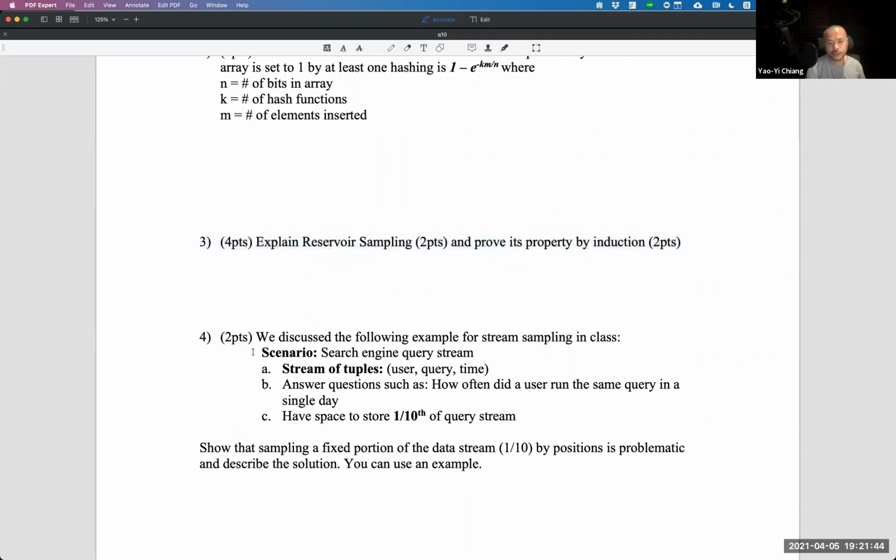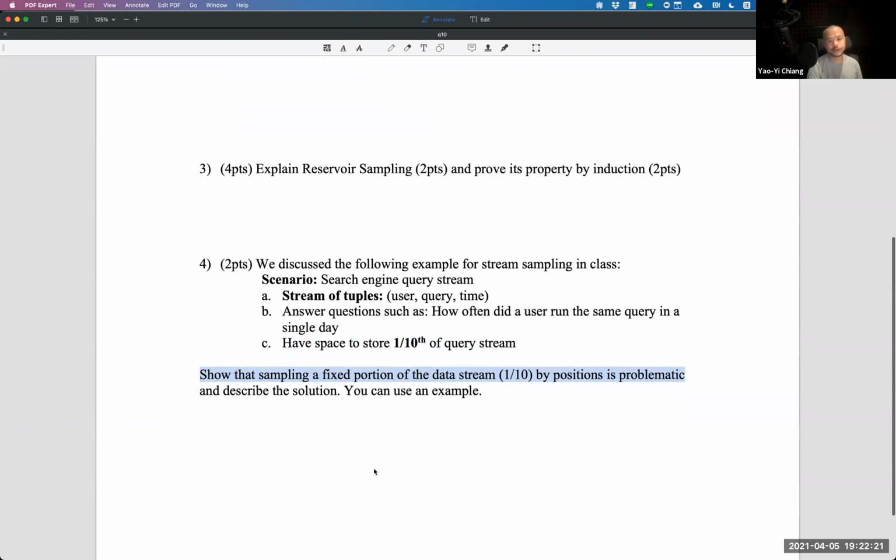The last question, we discussed the following example for your stream sampling, right? The first part of the stream class, we looked at some scenarios. In this scenario, we want to find duplicate queries. We say we have space to store these query streams, but it didn't work. So why didn't it work? I want you to show that this sampling by position is problematic, and I want you to be able to describe a solution. You can use an example. You don't have to. Every time I say you can, that means you don't have to. But if you use it, it will be easier to explain.